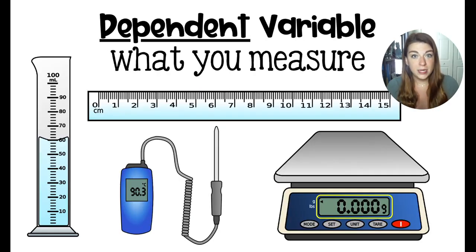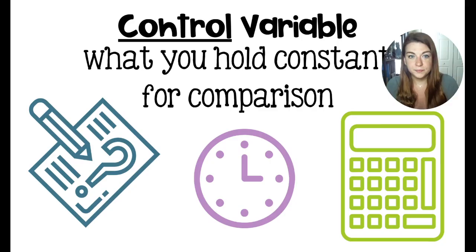We then have the dependent variable, which is the thing that we're going to measure. In chemistry, often we're going to use some tools. In some experiments, you are going to count as your form of measurement, and in other sciences, you'll use other tools to measure. This is primarily what we use in chemistry.